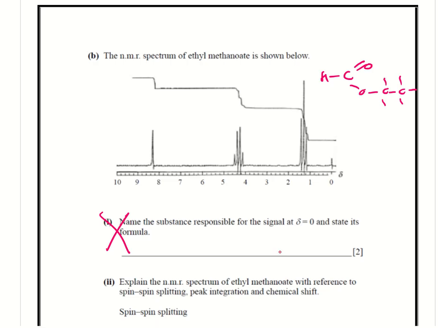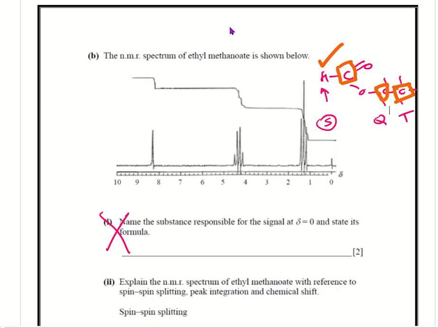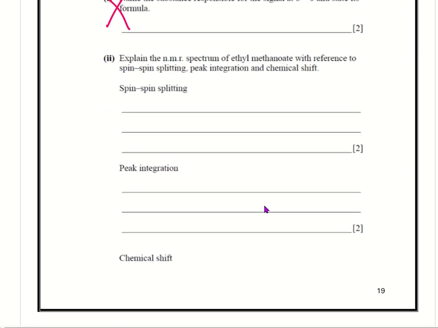Let's go spin-spin splitting first of all. So this will split to a singlet, the carbon beside it has no hydrogens. This will split to a quartet, and this will split to a triplet. The reason why this splits to a singlet: carbon adjacent, no hydrogens. The reason why this splits to a quartet: carbon adjacent has 3 hydrogens. And the reason why this splits to a triplet is because the adjacent carbon has 2 hydrogens. Simple as that. Peak integration, this would be a 1 to 2 to 3 because we have a CH, a CH2 and a CH3. Simple as that.